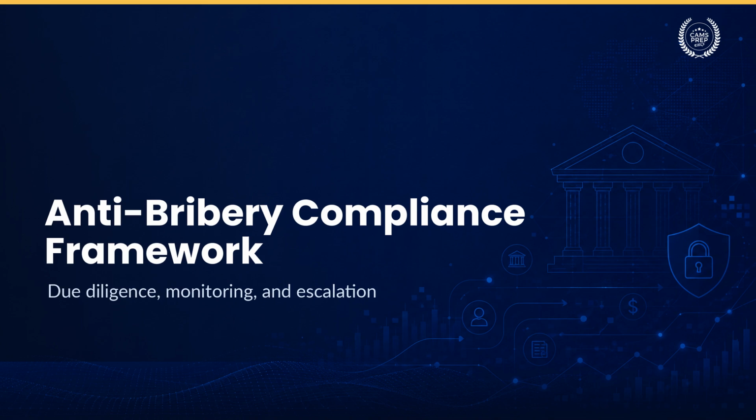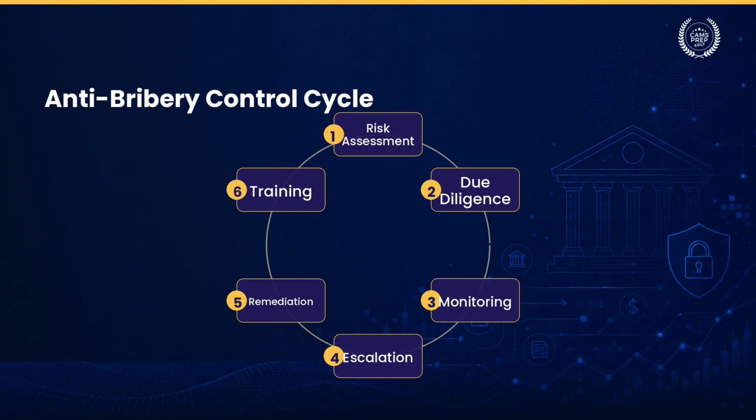That is why enhanced due diligence on PEPs and their associates is so important. Now let's examine the control framework. Anti-bribery compliance is not a one-time exercise. It is a continuous cycle of assessment, prevention, detection, and response. The anti-bribery control cycle has 6 stages that repeat continuously.